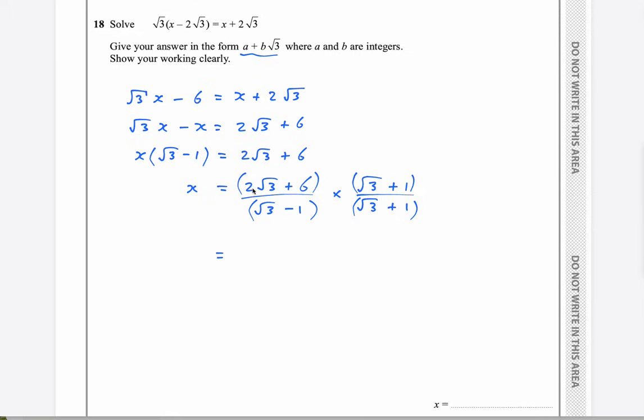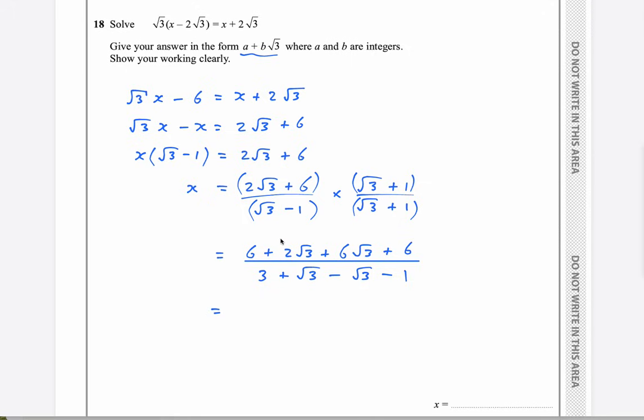This times this is 2 root 3 times root 3 again is 6, plus this times 1, which is 2 root 3, plus 6 times root 3, which is 6 root 3, plus 6 times 1, which is 6. That's this times this, the numerator. The denominator is then nicely root 3 times root 3 is 3, plus root 3 minus root 3 cancels, and we're left with, well, let's put it in, guys, plus root 3 minus root 3 and minus 1.